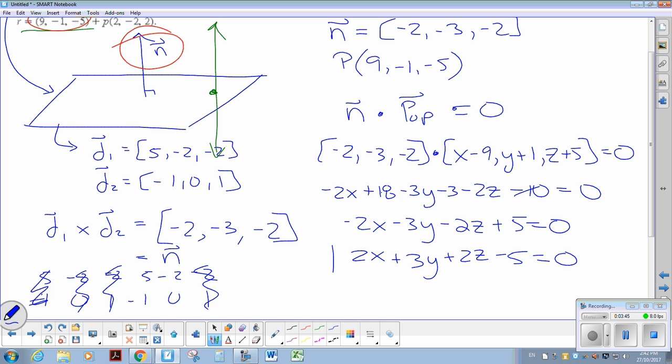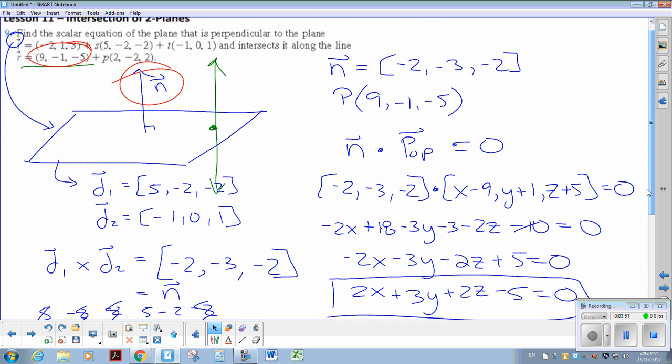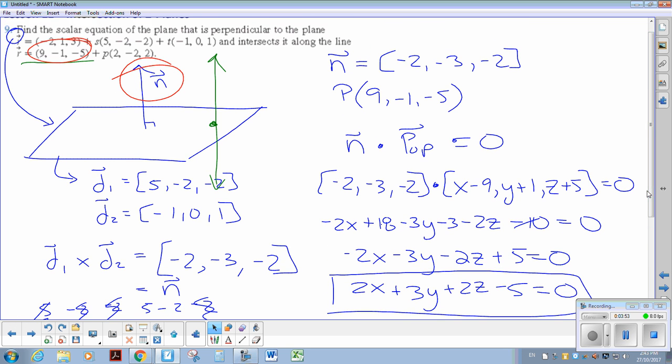So I would say, if I've done my arithmetic properly throughout, that is the equation of a plane that is perpendicular to the original one, and it intersects it along that line right there. I used that reference point to find that point, so it incorporates the (9, -1, -5). Yeah, that should be the answer that we're looking for.